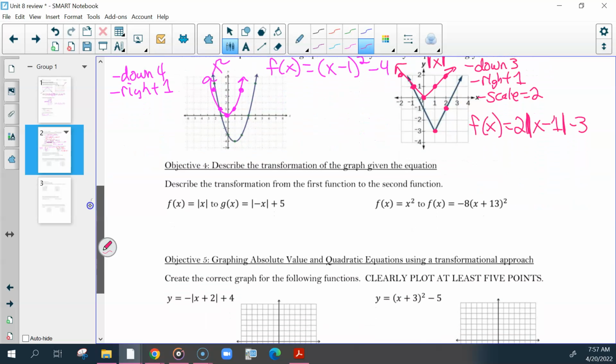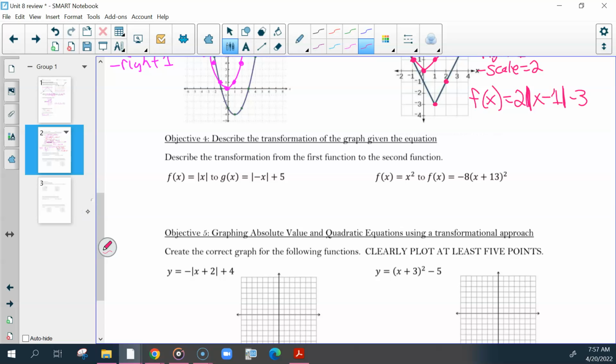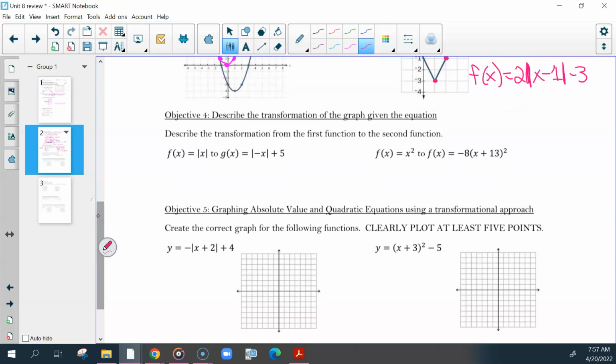Objective 4 is being able to describe the transformations that you see in words. Remember, these need to be very specific, using the words translate, reflect, vertically compressed, or vertically stretched by a scale of.